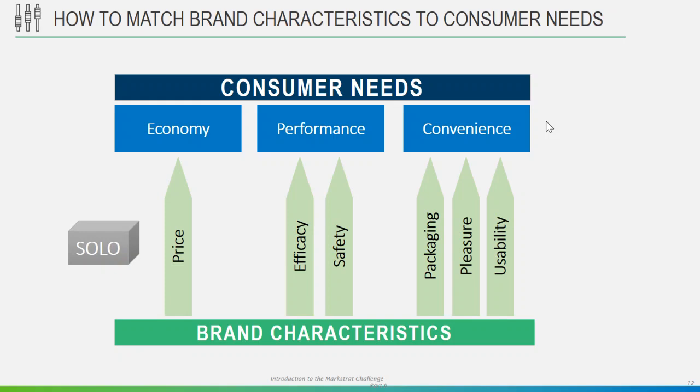Okay. So the blue boxes are the multidimensional scaling elements. Again, the 3 we've already talked about a little bit: economy, performance, and convenience. We've got our 6 brand characteristics. Know that price is strongly related or very closely related to economy. Efficacy and safety are strongly related to performance, and then packaging, pleasure, and usability are directly related to convenience. So you can create brands by understanding how these things tie together.